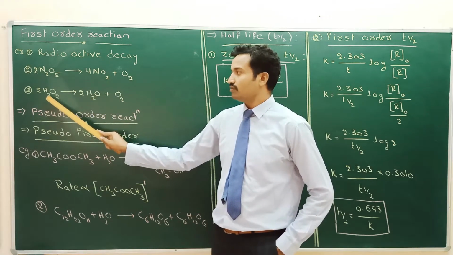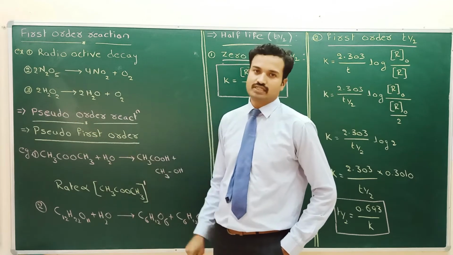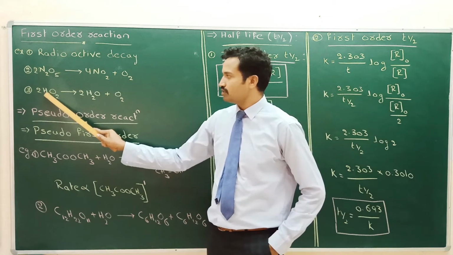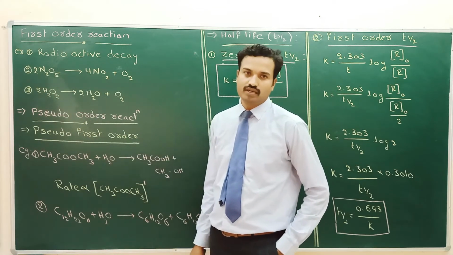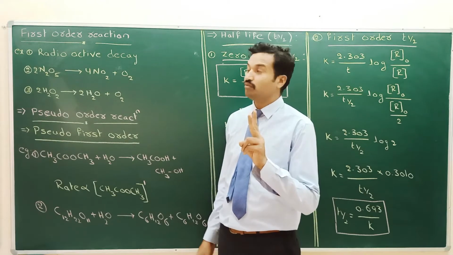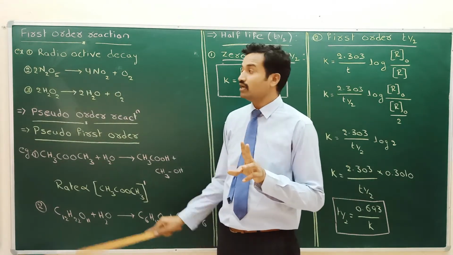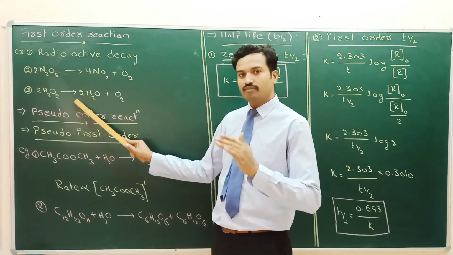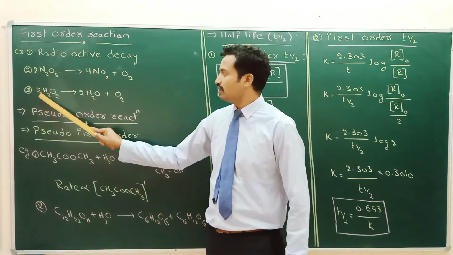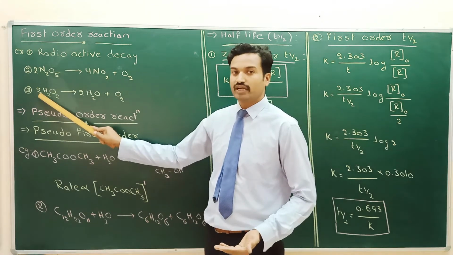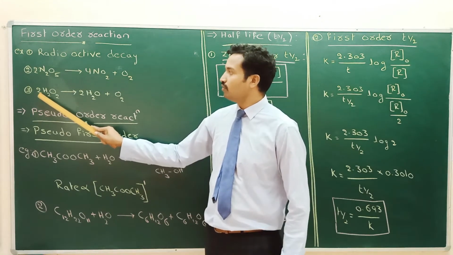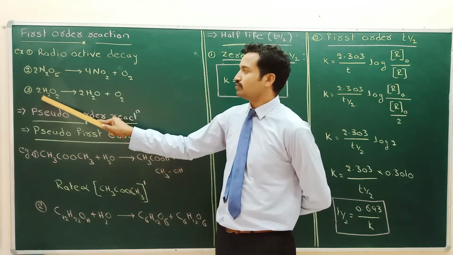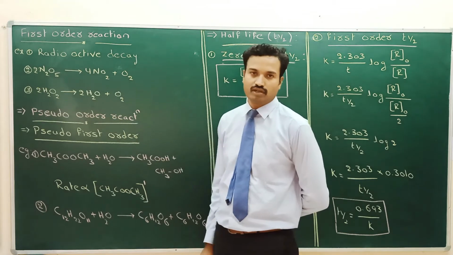Here, decomposition of hydrogen peroxide is also a first order reaction. If you see this reaction, the concentration term of hydrogen peroxide is 2 moles. The stoichiometric coefficient is 2, but the order is first order. Why? Because order is experimental data. So order comes from the rate law. Here theoretically the number of moles is 2, but experimentally only 1 mole influences the rate of reaction. So it is a first order reaction with respect to hydrogen peroxide in the decomposition reaction.